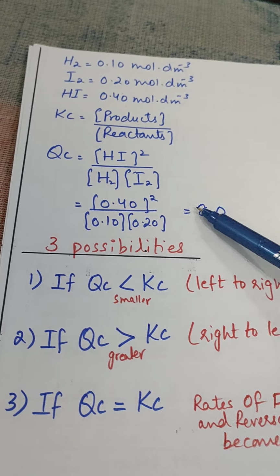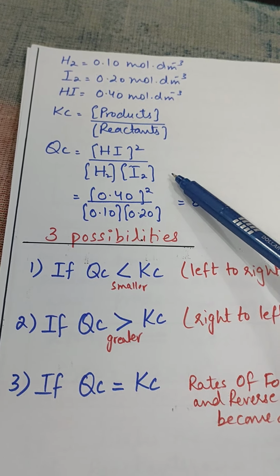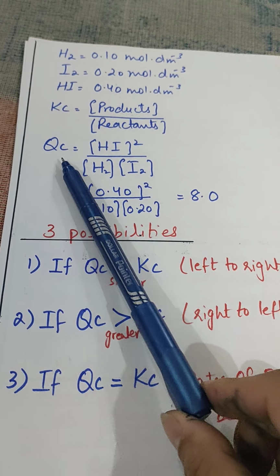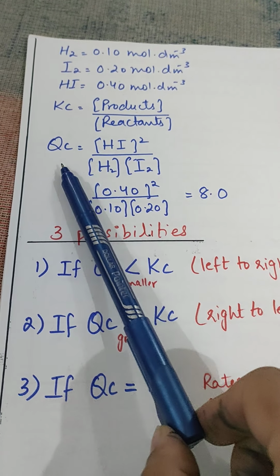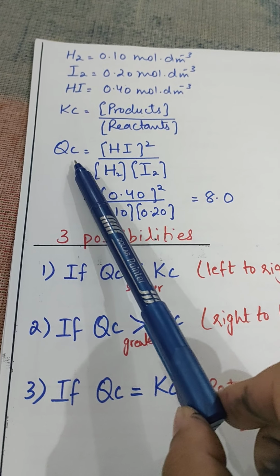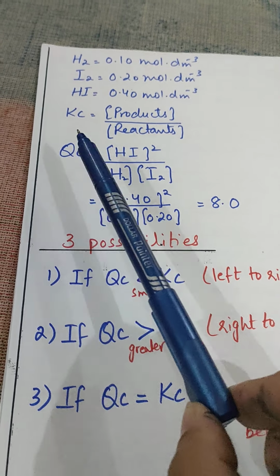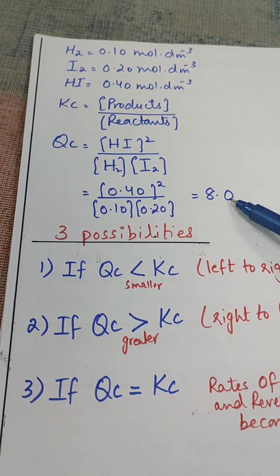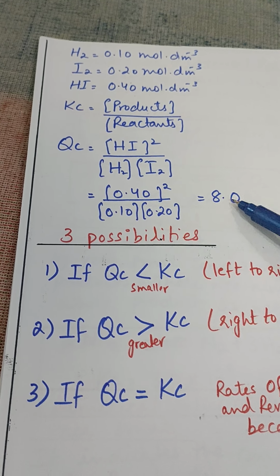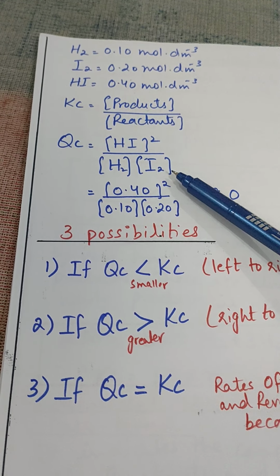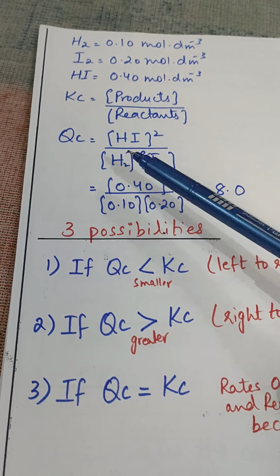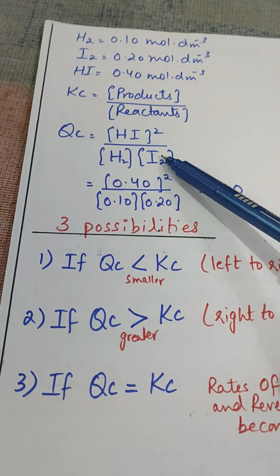Here, as we are going to put the values, instead of Kc we are writing Qc. What is Qc? That is the reaction quotient, which is the numerical value we find by putting the concentration of the reactants and products. So Qc is equal to products divided by reactants.